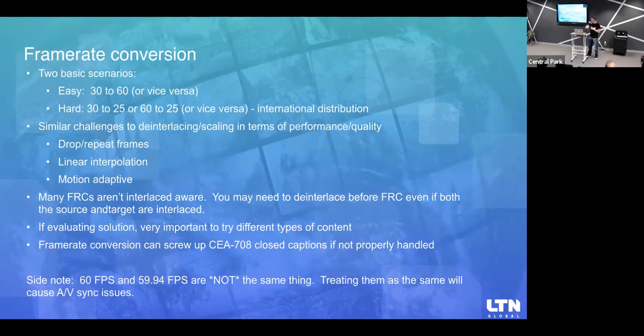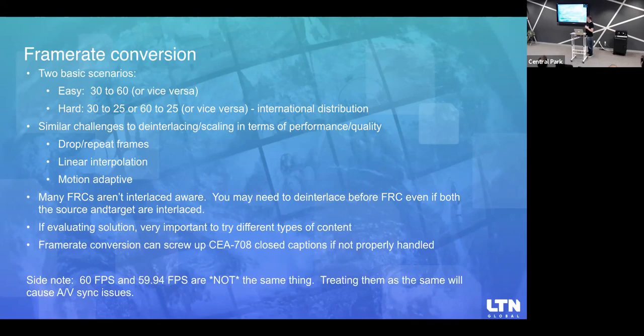Frame rate conversion. Why do you need to do frame rate conversion? Well, because the video you're getting is at 60p and you want to deliver 30p, or it's made in the US and it's at 60p and you want to deliver it to Europe at 25p. Two basic scenarios for frame rate conversion: 30 to 60 and 60 to 30. Those are pretty easy because you're basically either throwing away frames or duplicating frames.